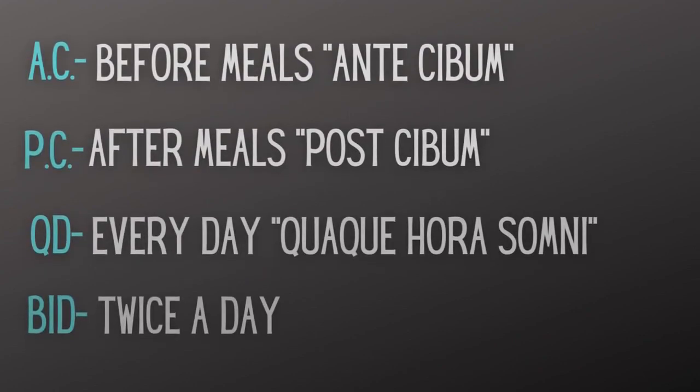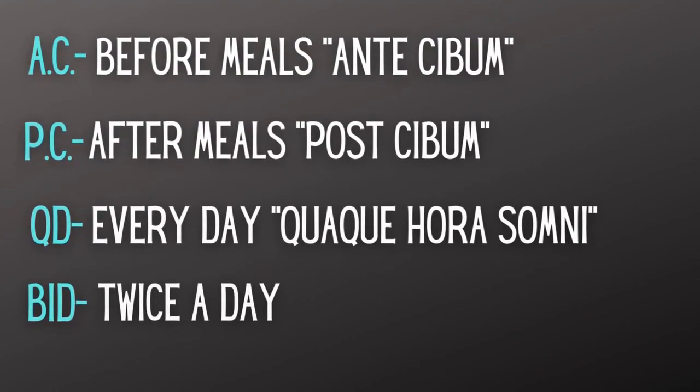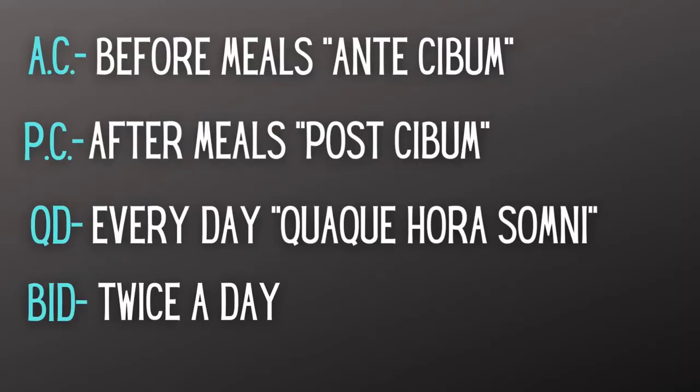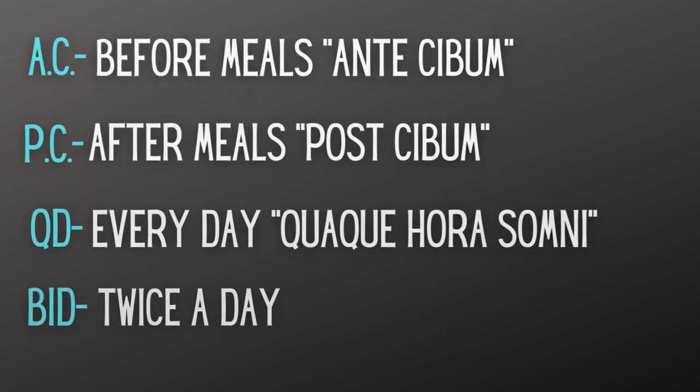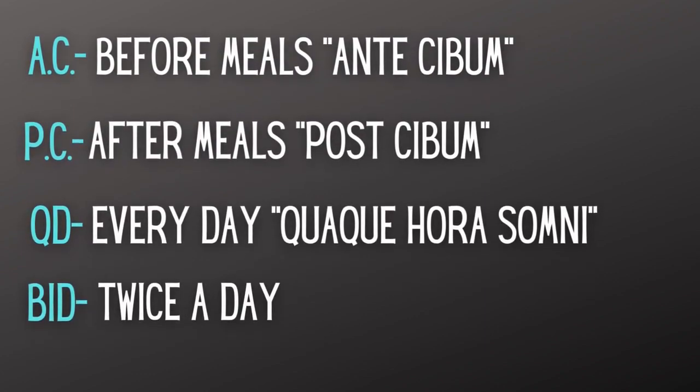So next we're doing pharmacy abbreviations. And some of these I didn't know and found kind of interesting. So AC means before meals, and this is stemming from the Latin ante cibum. Cibum, C-I-B-U-M. Doing my best here. So before meals is AC. PC is after meals, standing for post cibum. UD stands for every day, from the Latin quaque hora somni.